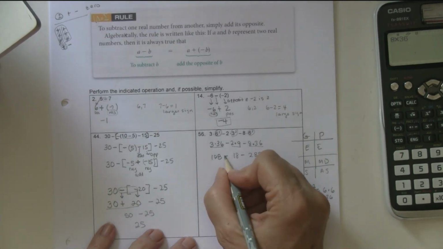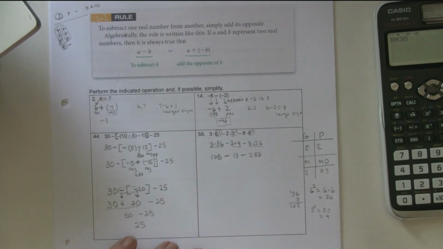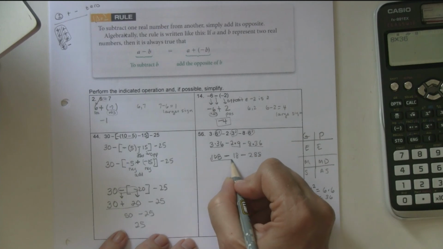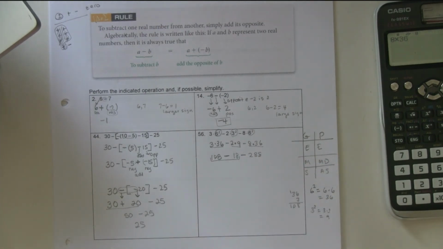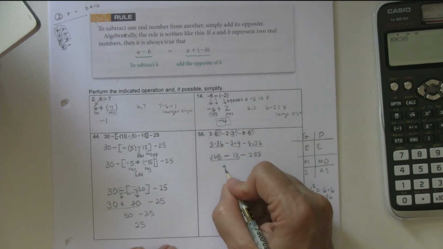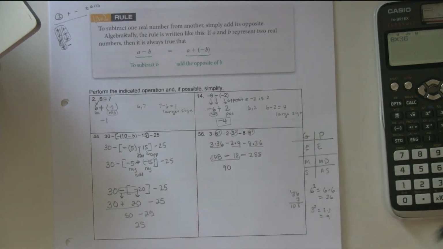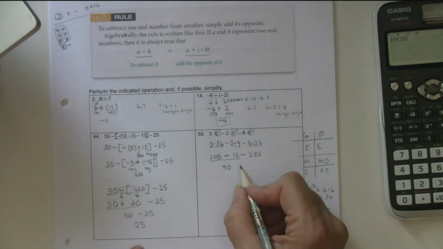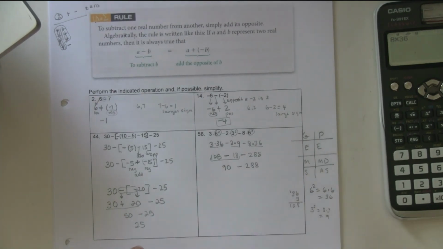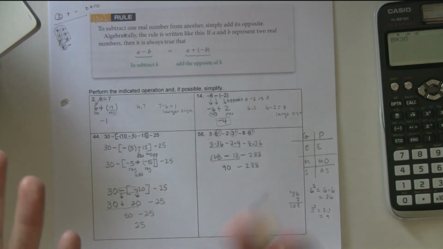Now I have 108 subtract 18. And that's just regular subtraction, right? 108 subtract 18, is that 90? I think it is. And then the next one there is take away 288. I can't take away 288 from that, although you might be getting pretty good at this, right? You might be saying, well, I had $90, and if they remove $288 out of my account, I'm going to be definitely in the negative. I'm going to be owing money.